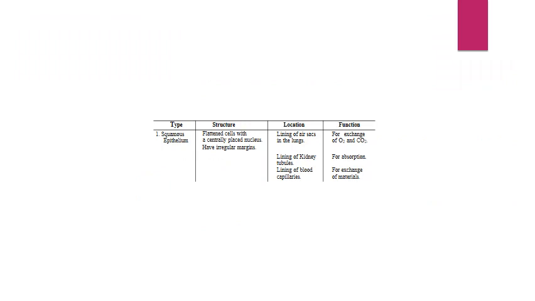Squamous epithelium: flattened cells with a centrally placed nucleus, have irregular margins. Location is lining of air sacs in the lungs, and function is for exchange of oxygen and carbon dioxide, for absorption and for exchange of material.